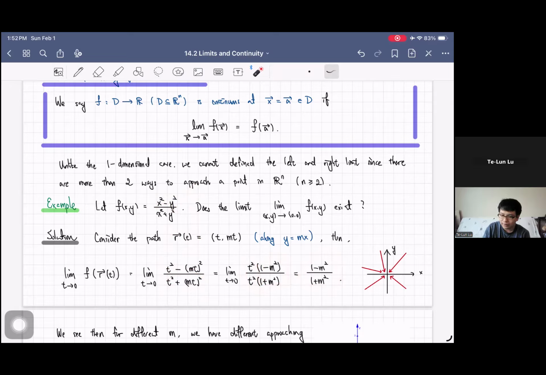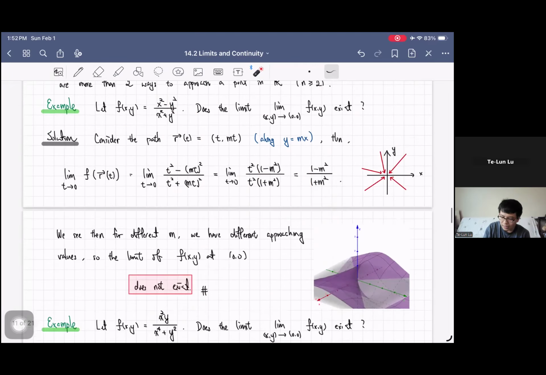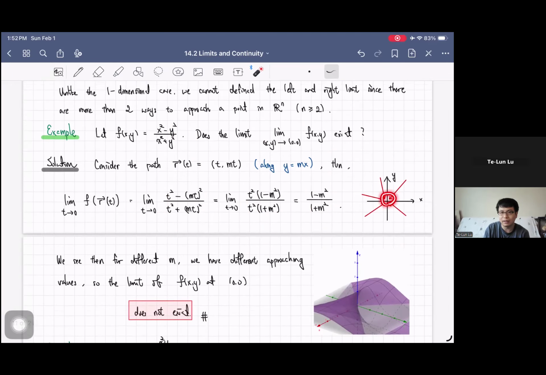What does that mean? That means that when you're approaching the origin in different directions, you get a different limit, which says that it actually has no limit at the origin. This is like the case where the left and right limits exist, but they are not the same. In this case, every direction gives you a different limit, meaning that you cannot have a nice local behavior near the origin. So the limit of f(x, y) at (0, 0) does not exist, okay?